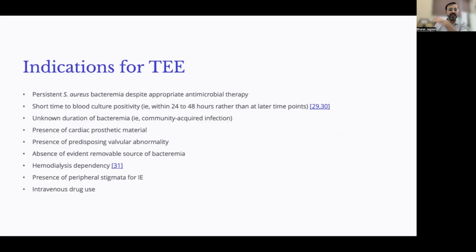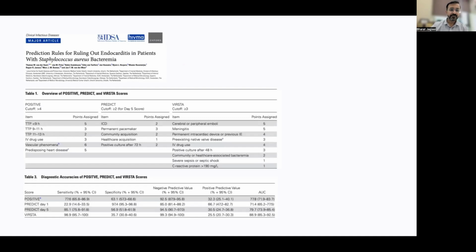Indications for TEE are persistent Staph aureus bacteremia despite appropriate antibacterial therapy, short time to blood culture positivity, unknown duration of bacteremia, presence of cardiac prosthetic material, absence of an evident removable source of bacteremia, or the patient being on hemodialysis, where the risk of MRSA-related infective endocarditis is very high, and intravenous drug abuse.